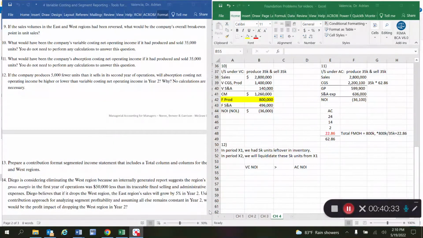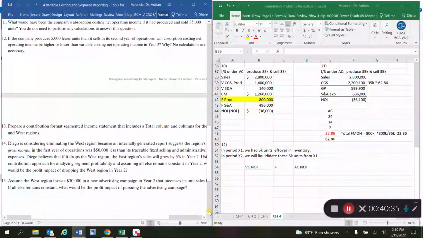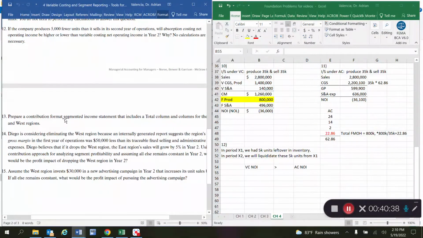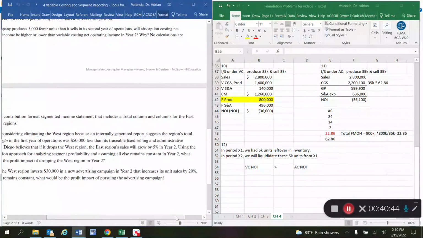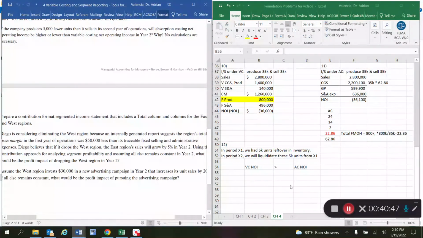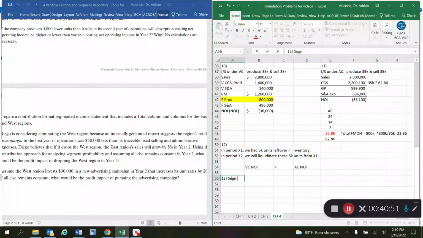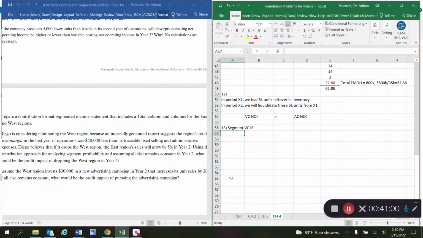All right, let's look at number 13 here, question 13. Prepare a contribution margin or contribution format segmented income statement that includes a total column and columns for the east and the west. So this is a segmented income statement, so let's go ahead and do that. Segment variable costing income statement. So we're going to have the east, the west, and then total for the company.